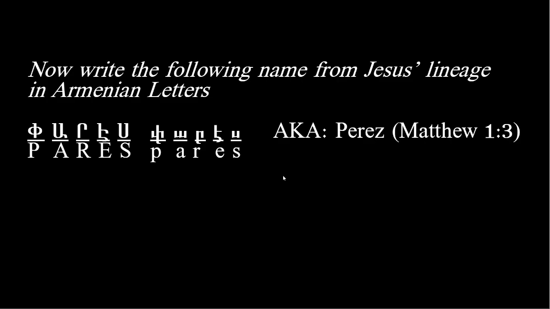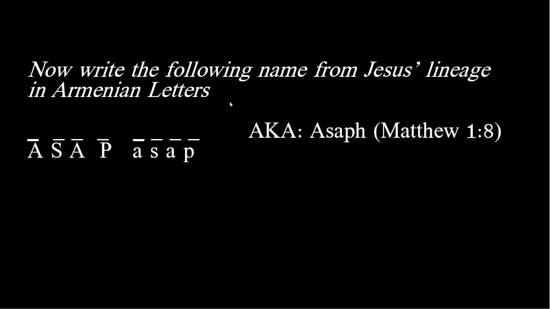Let us proceed. Again, let us write another name from Jesus' lineage in Armenian letters. Asap, also known as Asaph. This is from Matthew chapter 1, verse 8. Pause the video and I'll show the solution in 3, 2, 1. Asap.